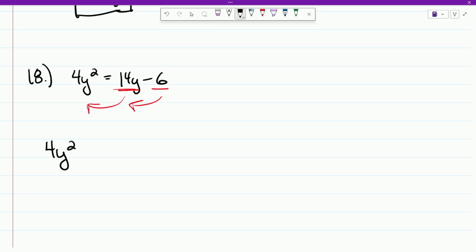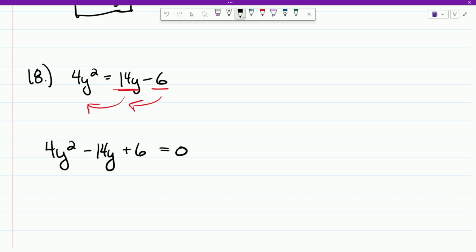So now, that 14y, please note, it is positive. Oops, sorry. Wrong marker. That 14y is positive on the right-hand side. To move it to the left, you do the opposite of positive. So it's going to be negative 14y on the left-hand side. The negative 6 is negative on the right, so it's going to be positive on the left, so plus 6 equals 0.